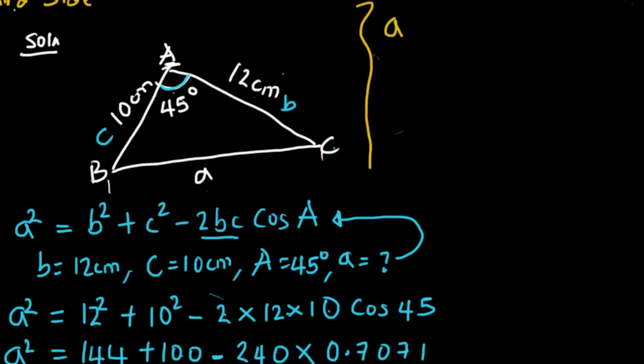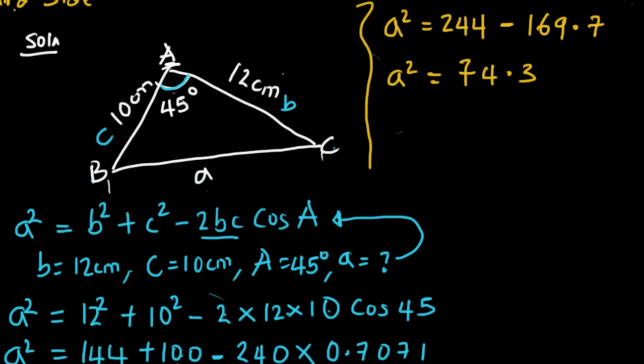So we have a square equals 144 plus 100. That will give us 244. Minus, now I multiply this. Do you see I did not do 100 minus 240. I have to multiply 240 by 0.7071 first. So 240 times 0.7071 will give me approximately 169.7. So I've got a square equals 244 minus 169.7, which is 74.3. So we have a square equals 74.3.